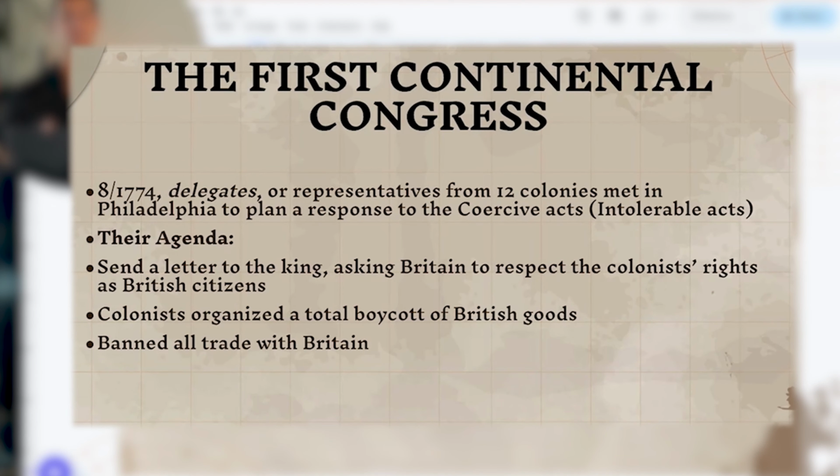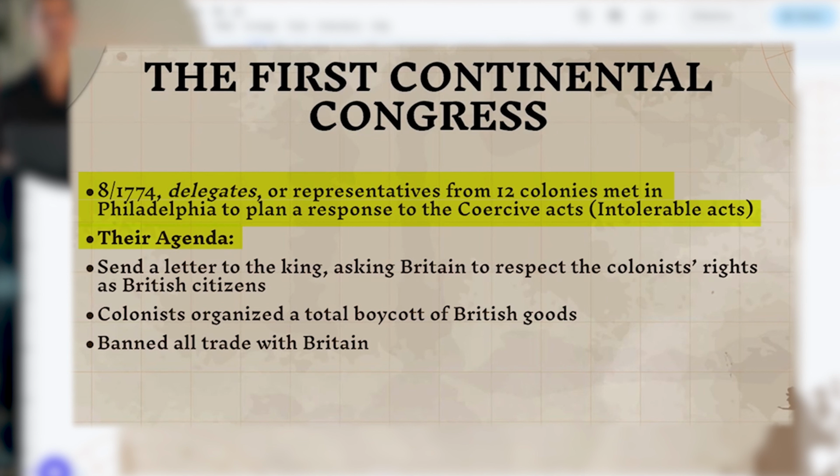You have the ideas of the Enlightenment, you have the Townshend Acts, you have the Intolerable Acts, stuff like the Stamp Act. You also have the fact that England is so far away and the colonists are actually governing themselves at this point. All of these factors are going to lead to the First Continental Congress. So in August of 1774, delegates or representatives from 12 of the colonies met to discuss the Coercive Acts, also known as the Intolerable Acts.